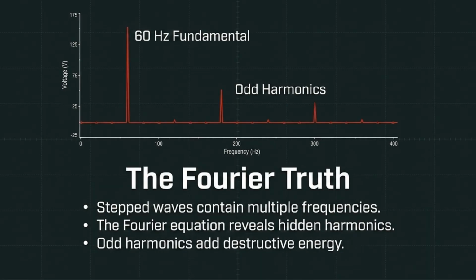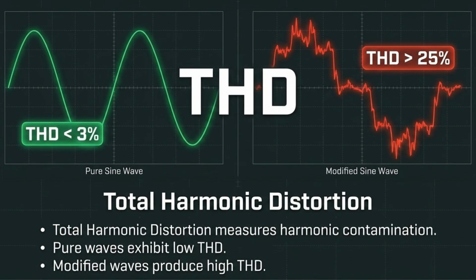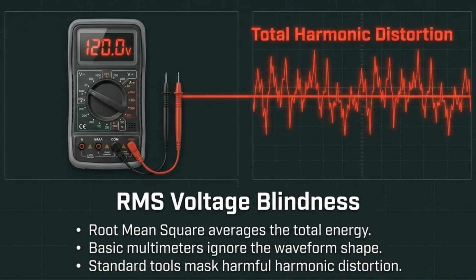The Fourier truth is that these stepped waves contain multiple unwanted frequencies. These odd harmonics represent hidden, destructive energy that interferes with the clean operation of your equipment. Total harmonic distortion, or THD, measures this contamination. Pure waves exhibit very low THD, while modified sine waves produce high levels of distortion, which can negatively affect your gear. Many standard tools fall victim to RMS voltage blindness. They average total energy and ignore the actual shape of the wave, masking the harmful harmonic distortion present in cheaper inverters.